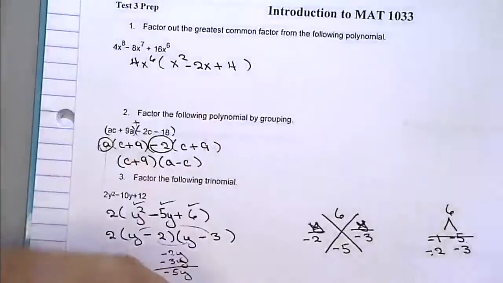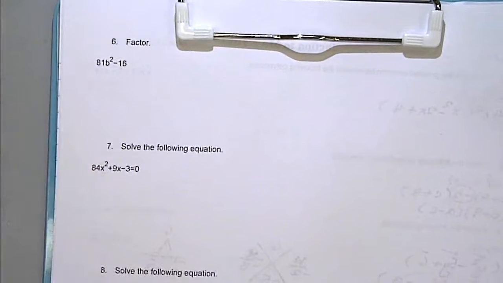Let's go to the next page. So far, you good? So far, this is not going to be hard, right? All right, the next one. It looks like 81b squared minus 16.